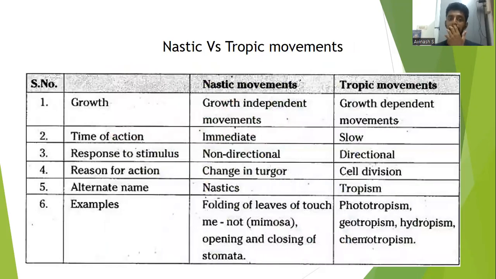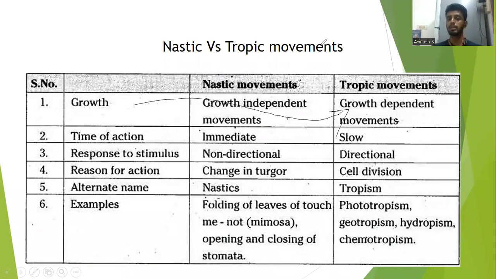Now there is another different type of movement called Nastic movement. Nastic movement doesn't contribute towards growth. If you look at the first point, it will be clear. This is a tabular column of the differences between Nastic and Tropic movement. Nastic movement is a growth independent movement, which means it doesn't contribute towards growth, whereas Tropic movement is a growth dependent movement. That is what we have been seeing till now.